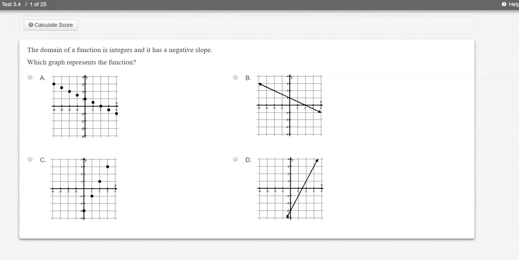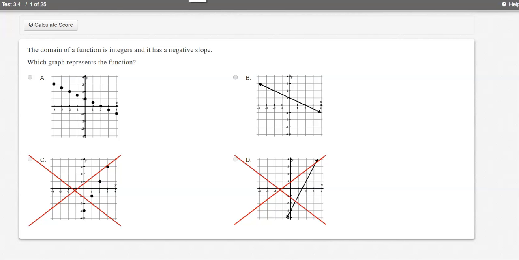Test 3.4, item 1. The domain of a function is integers and has a negative slope. To have a negative slope, the line would decrease. So A has a negative slope and B has a negative slope. You should not choose C or D because it has a positive slope. You could cross those out.